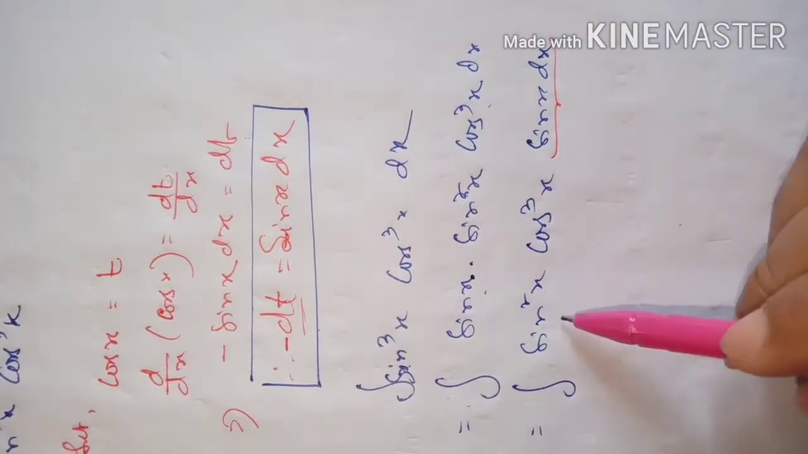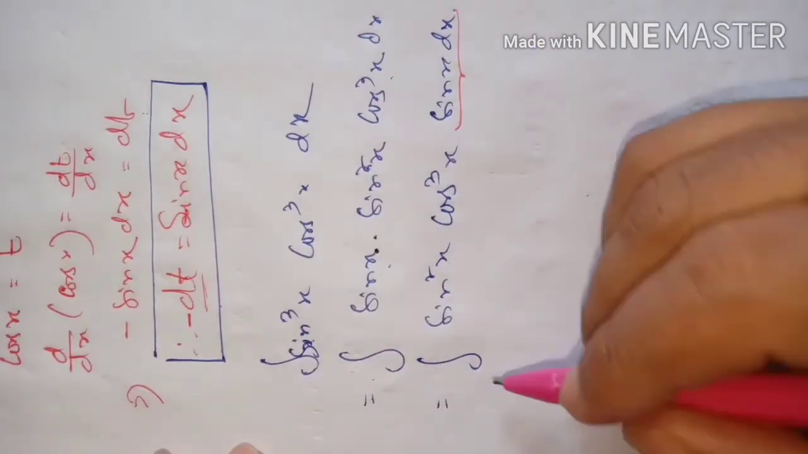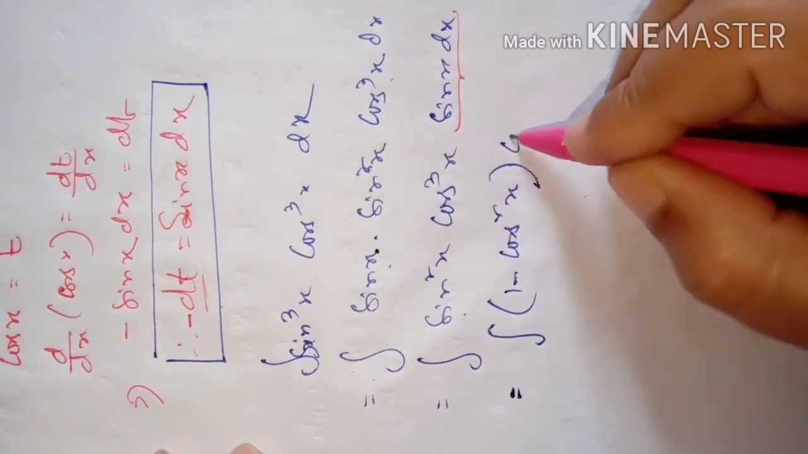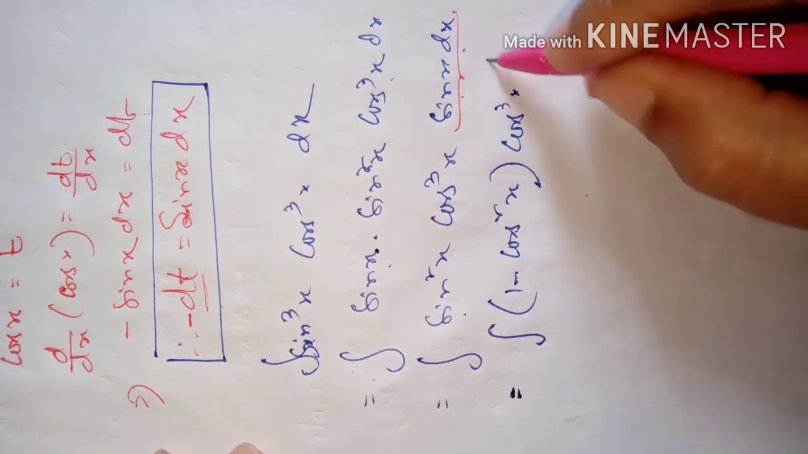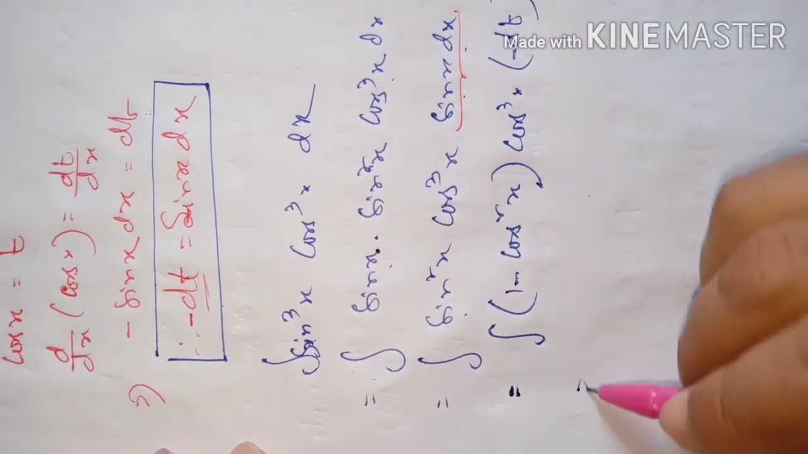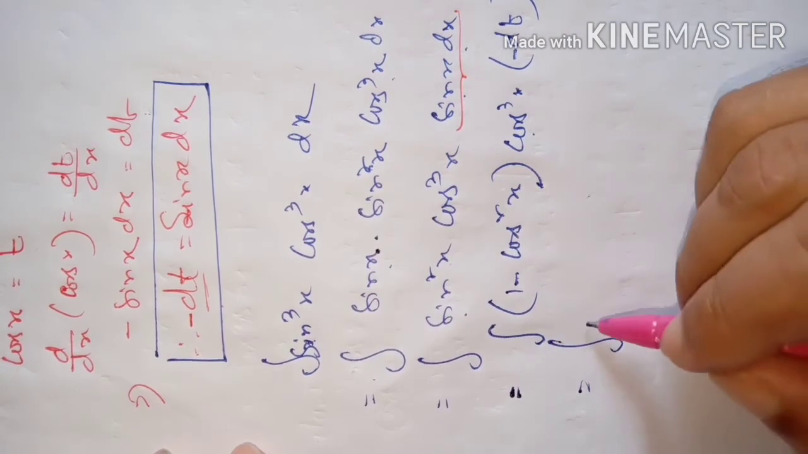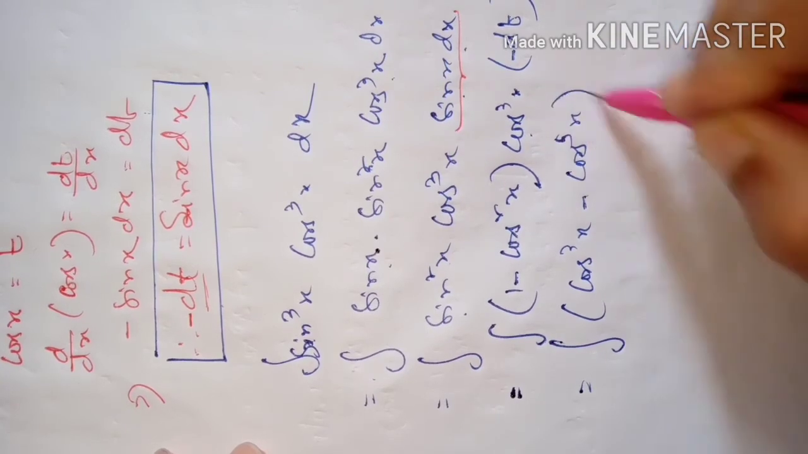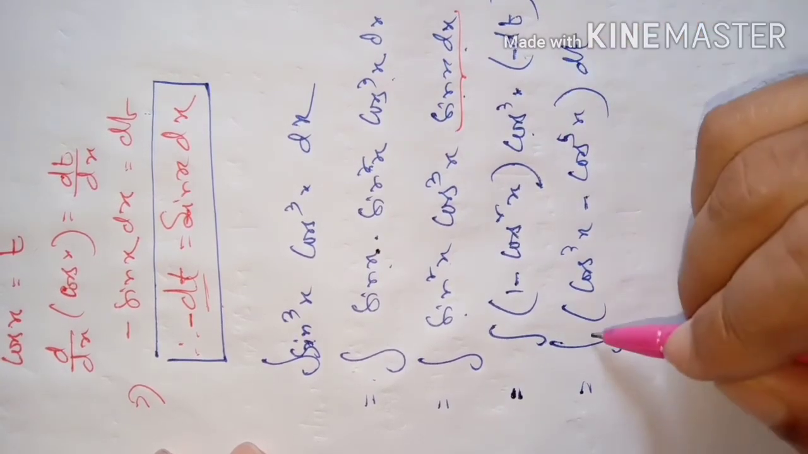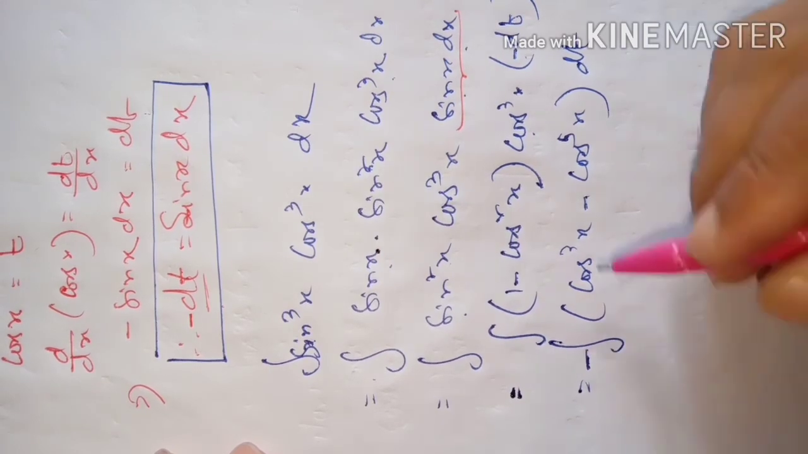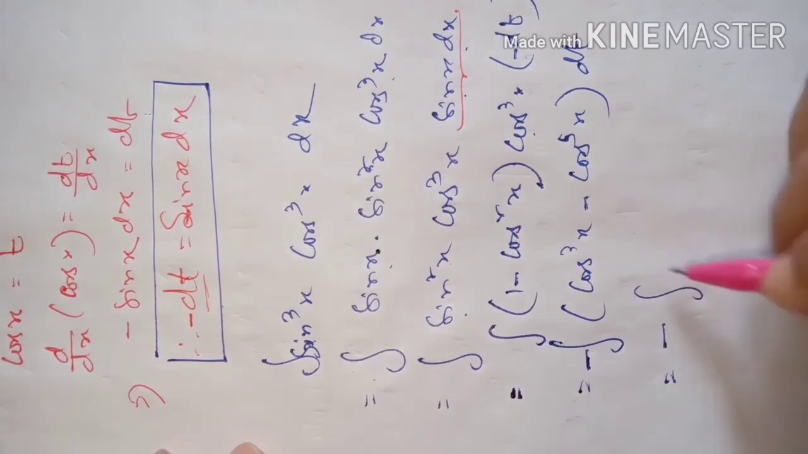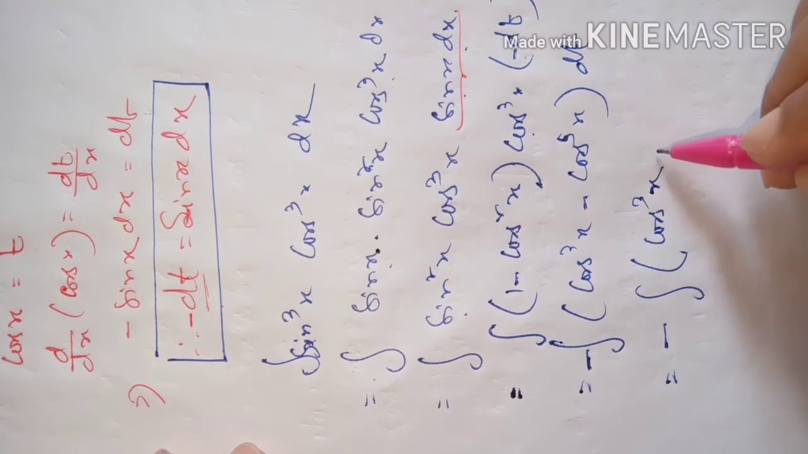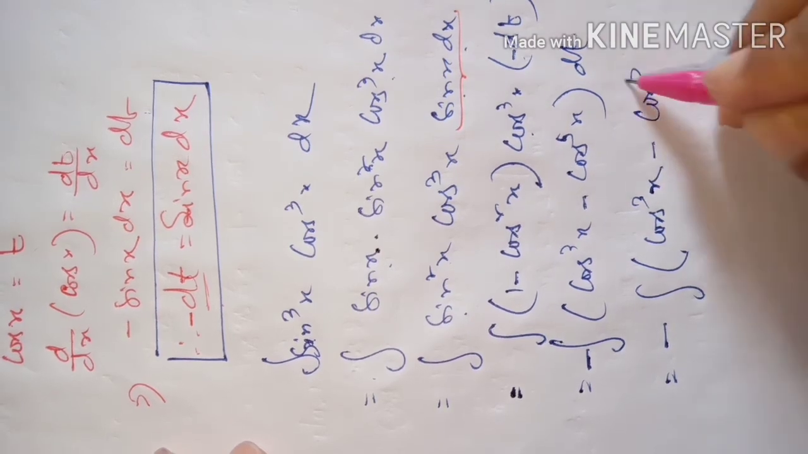And this sin square x I can write in terms of cos also: 1 minus cos square x, into cos cube x, and this is minus dt. Now cos cube x is multiplied by this, and it will be integration of cos cube x minus cos to the power 5 x dt. This minus sign we can keep here also, so minus integration of cos cube x minus cos to the power of 5 x dt.